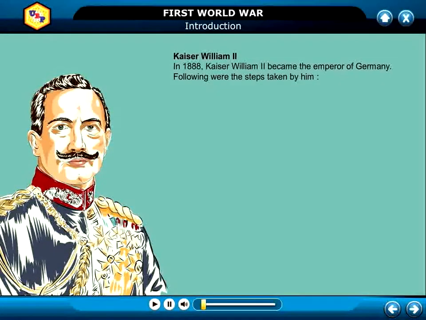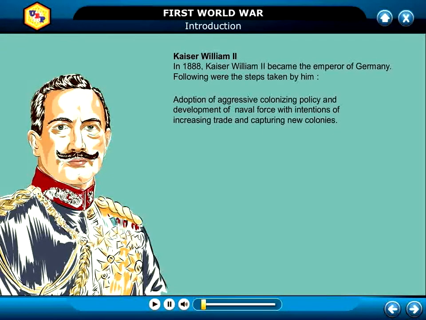Kaiser William II. In 1888, Kaiser William II became the Emperor of Germany. Following were the steps taken by him: adoption of an aggressive colonizing policy and development of naval force with intentions of increasing trade and capturing new colonies.